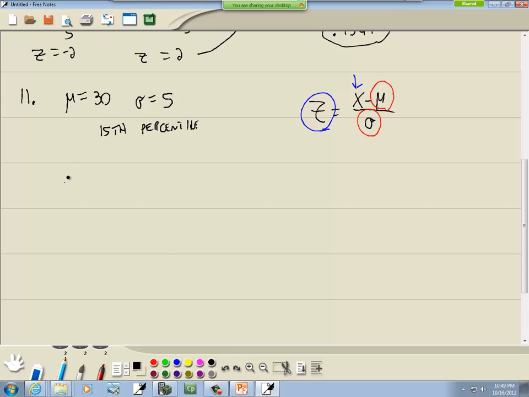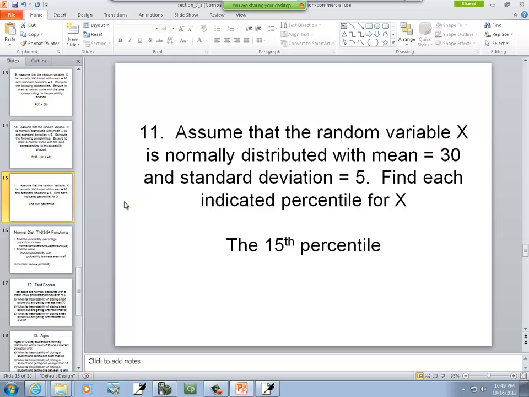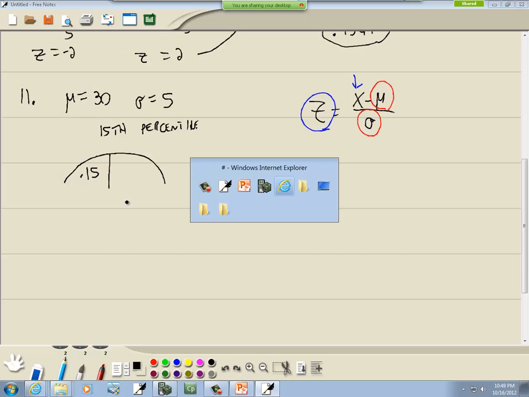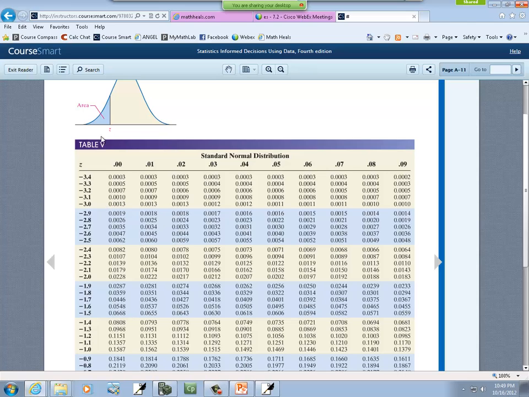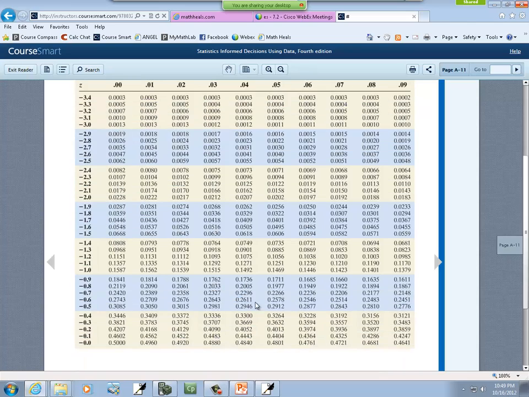Now when I say 15th percentile, that means the area to the left is 0.15. That's what percentile means, the area to the left. So let's go look that up. 0.15. Here's 0.1515. That's too far away. This one is 0.0008 off, and this is 0.0015 off. So the 0.1492 is the one that's closest to 0.15.